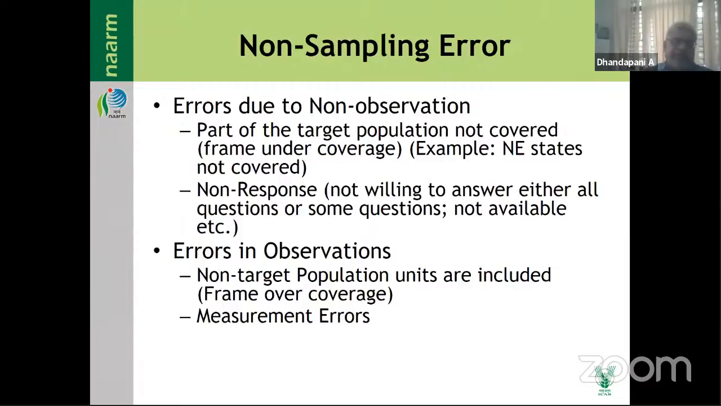The other one is errors in observations. Typically what is called frame over-coverage, in the sense that you have included some non-target population units in your frame, and due to that you are going to have certain error that you can avoid. Try to avoid these while constructing your frame. But the more serious error will be measurement error. I will tell you how these measurement errors can come. It could be a data entry error, or so many ways these measurement errors can come.